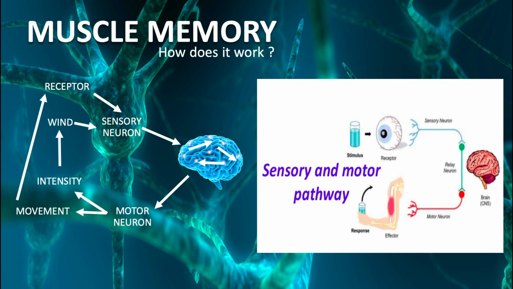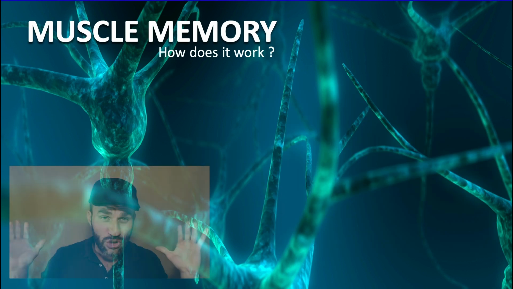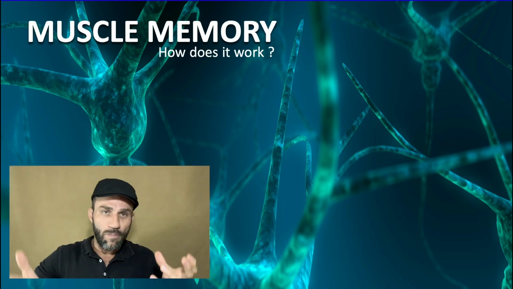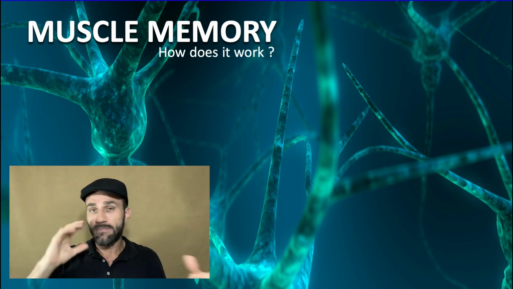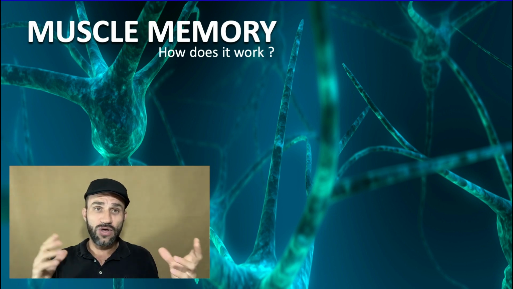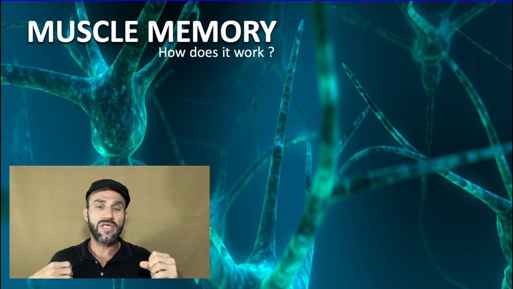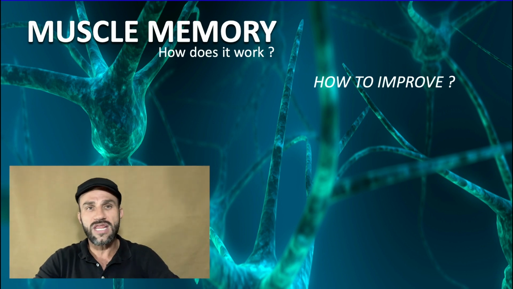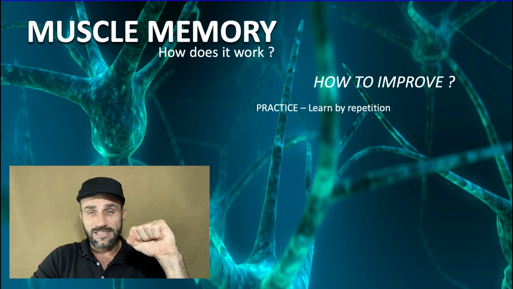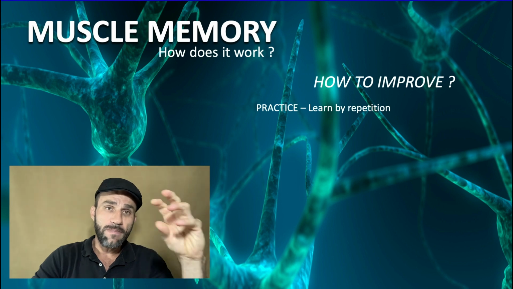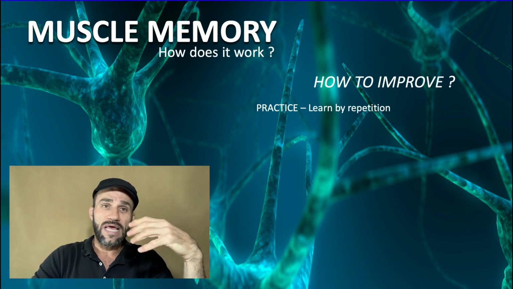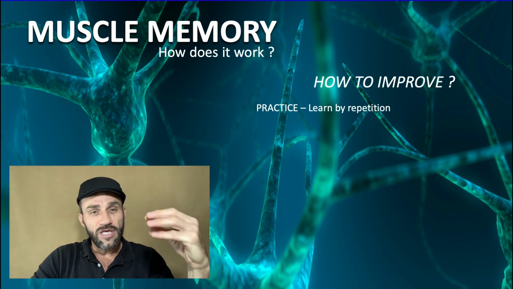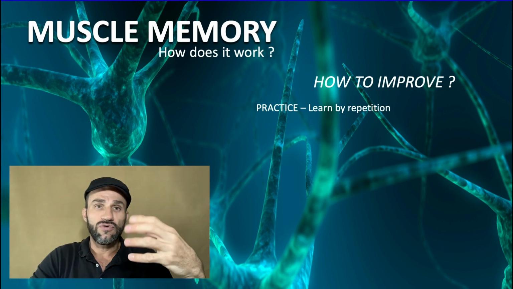Okay, let's continue here with how it works and how to improve muscle memory. Just to remember, muscle memory is a short way to explain the complexity of how I perceive and process all the information and apply it into a coordinated movement. Practice, that's the first thing, learning by repetition. As you repeat over and over, it gets easier to do the next time.